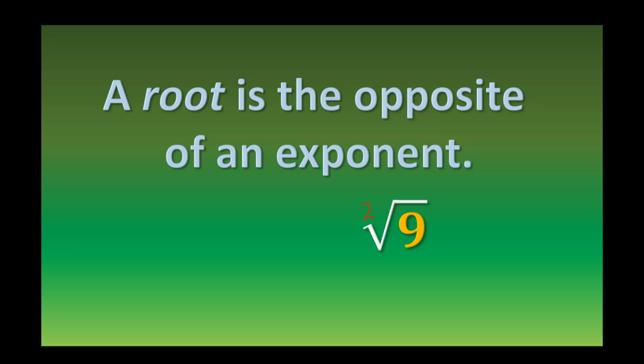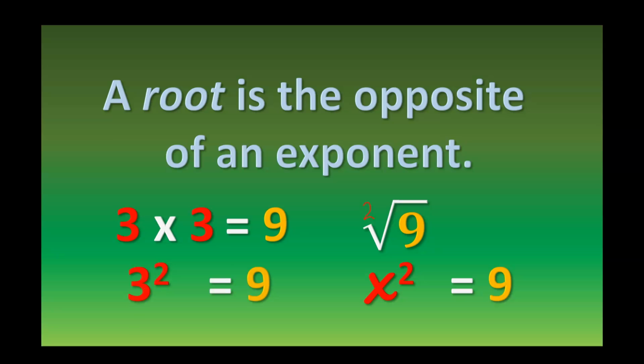What this is asking us is, what number to the second power equals 9? We just looked at this in the previous slide. We know that if we multiply the number 3 by itself, 3 times 3, we will get 9. In other words, 3 to the second power is 9. So, if we are asked for the square root of 9, the answer would be 3, because 3 to the second power gives us the result 9.